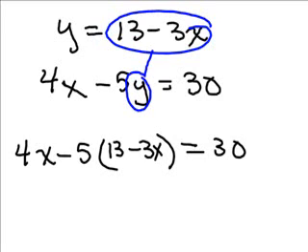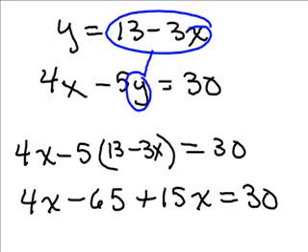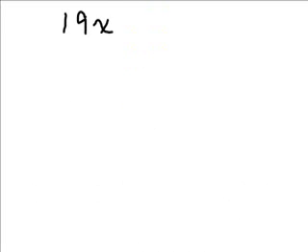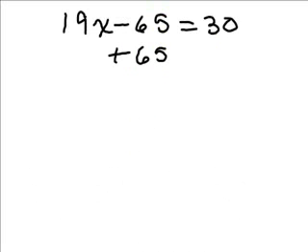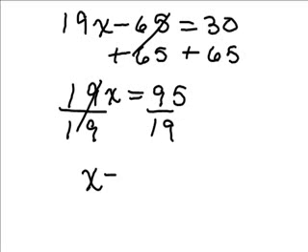So opening these parentheses, I'm going to multiply everything inside there by negative 5. That's 4x minus 65 plus 15x equal to 30. Combining like terms, 19x minus 65 equal to 30. Adding 65 to both sides, I have 19x equal to 95. Dividing both sides by 19, x is equal to 5.